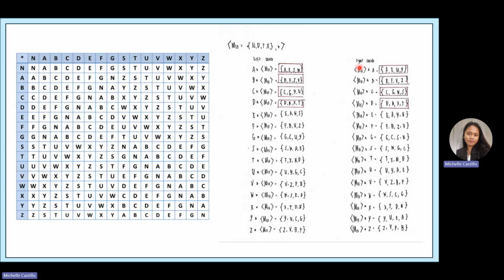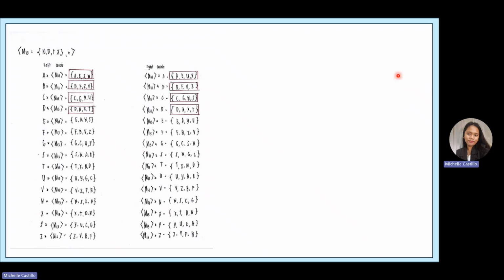Then for its right coset, we have N star A is equal to A, D star A is equal to E, then T star A is equal to U, then X star A is equal to Y. Therefore, N sub 13 star A is equal to A, E, U, and Y. So when we continue this process, we will get these left and right cosets.